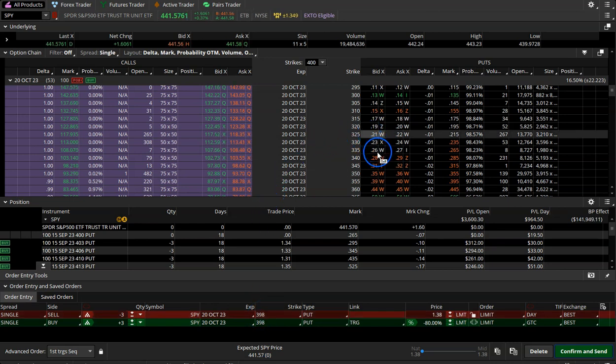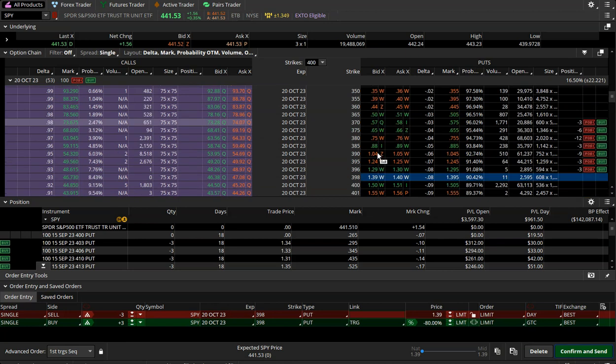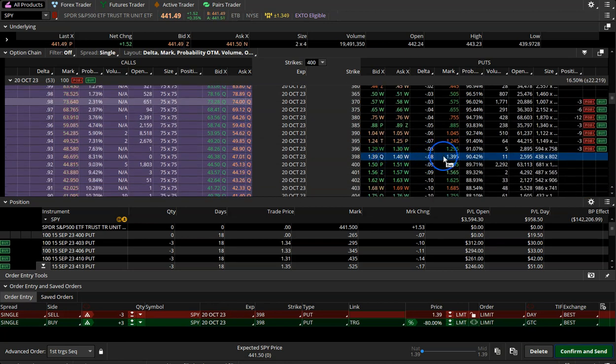If we look at it, 398 is currently about 8 delta, which means there's more than a 90% probability that this put is going to expire out of the money, meaning that I'm going to keep the majority of the credit that I am collecting. However, if things change and the market starts to really roll over in the next few days, and we get to 398 in like 4 trading days or in a week, I need to make a decision.